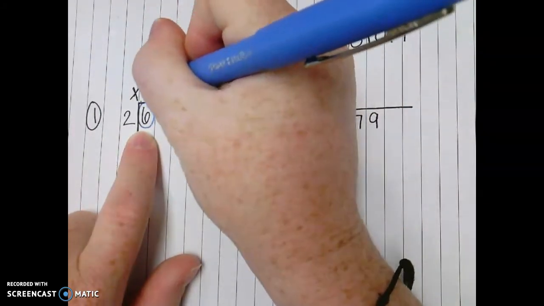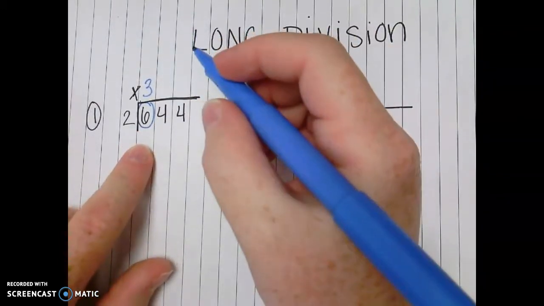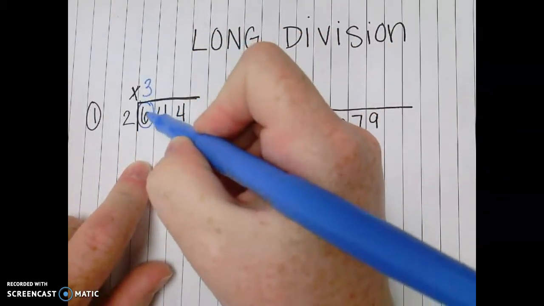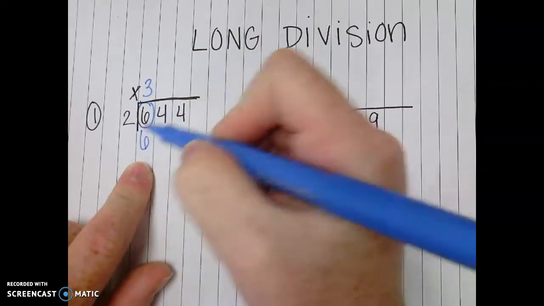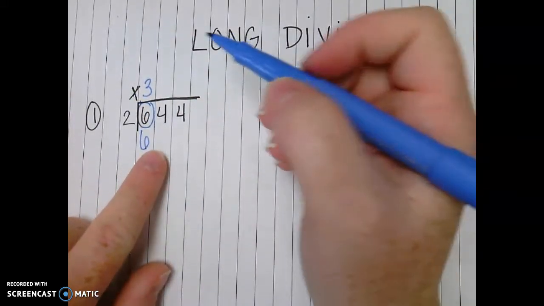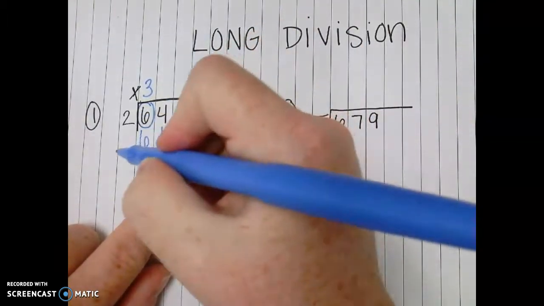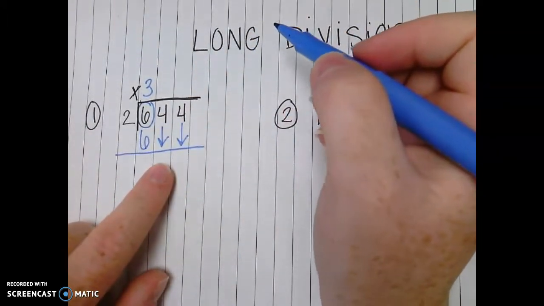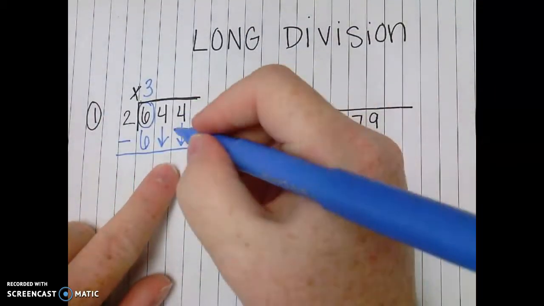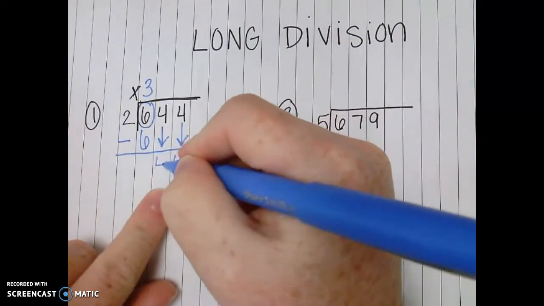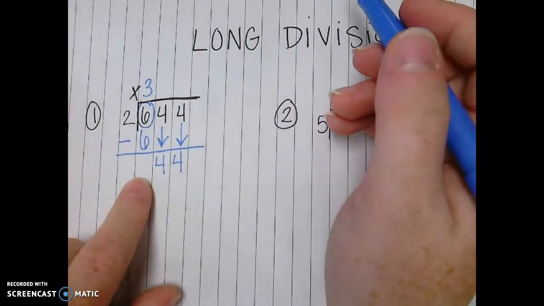Yes, 3. 2 times 3 is 6. So I'm going to put my 3 on top of my 6 and multiply these two together. 2 times 3 is 6, so we put a 6 below. These 4s we haven't touched yet, so we're just going to bring them down. When we divide, we're trying to get to 0, so we subtract. 6 minus 6 is 0.